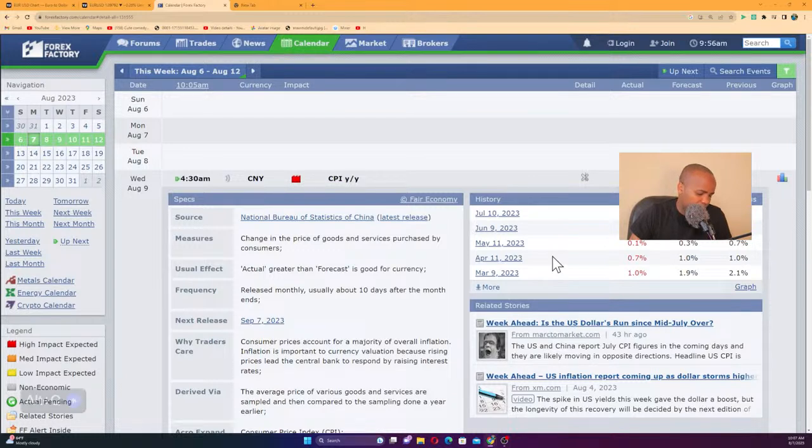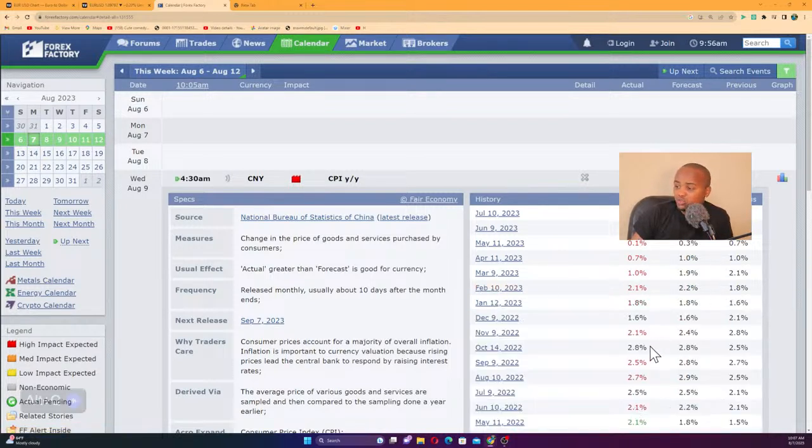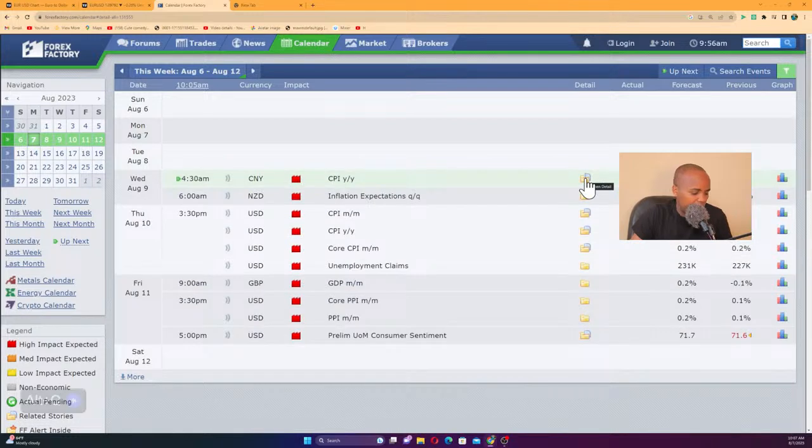So the inflation has been coming down all the way from, I think, March. It's been coming down from 2.8, which you can see was on October 14, 2022, up to this zero. So what does it mean for the CNY for the people who have been trending this?